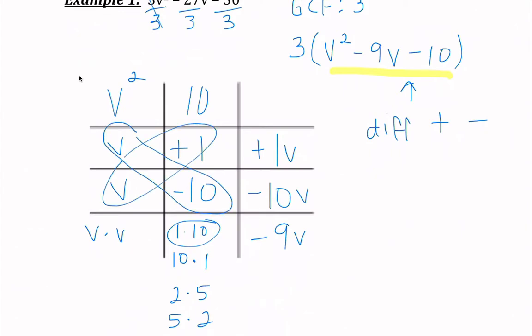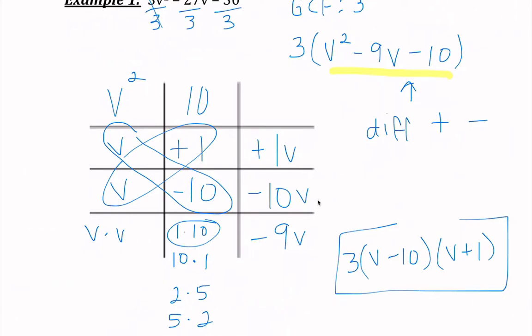One of my factors is v minus 10. My other factor was v plus 1. And we can't forget to put our greatest common factor out front. So this is my final factored answer.